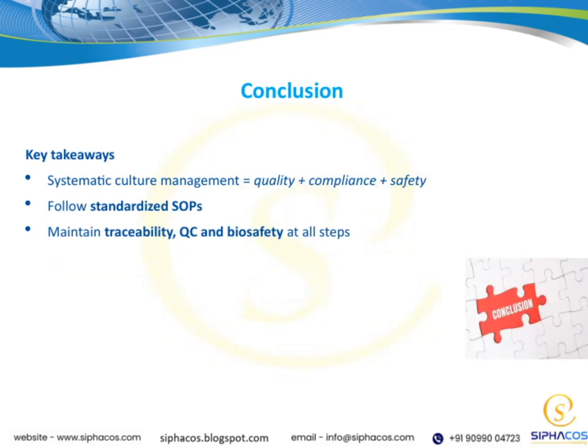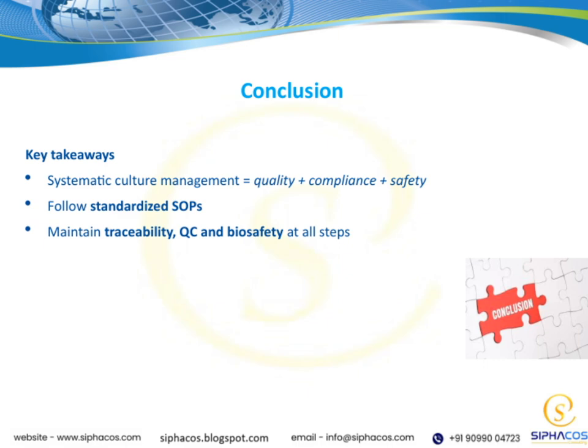All right, let's wrap things up by highlighting the key takeaways. Systematic culture management is really the cornerstone of success here. It's about ensuring quality, compliance, and safety go hand in hand throughout the process. Following standardized SOPs is crucial because they serve as our roadmap, ensuring consistency and accuracy at every step.